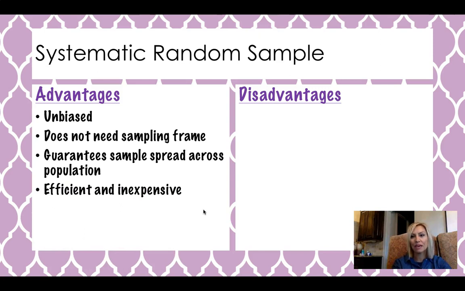I can literally pick a random person to begin with at a Spurs game, let's say. I can have my surveyor stand at the entrance to the game, and we could survey, let's say if we randomly select the 10th person, and then we could survey every 100th person after that. It's very efficient and inexpensive.